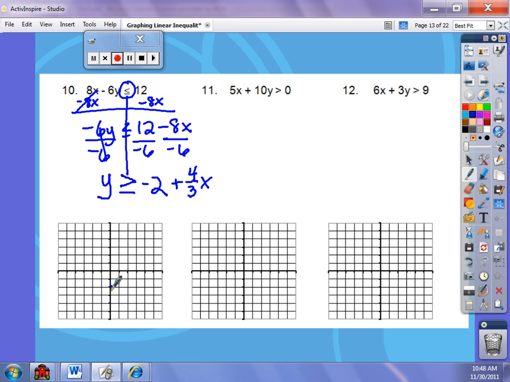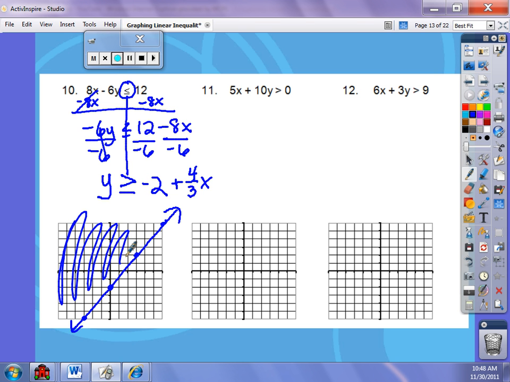So where am I going to start? I'm going to start at negative 2. I'm going to go up 4 and over 3. I'm going to backtrack. This is an or equal to, so again, it's going to have a solid line. My shading is greater than, right, because I had to flip the sign.